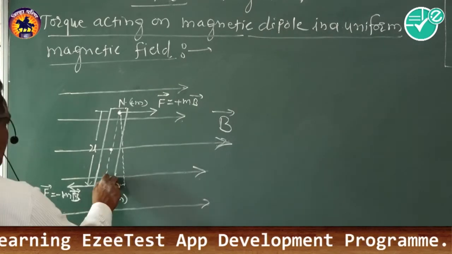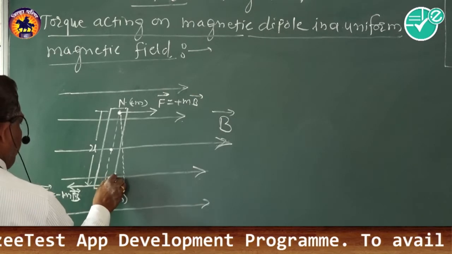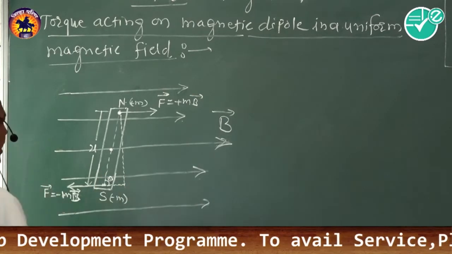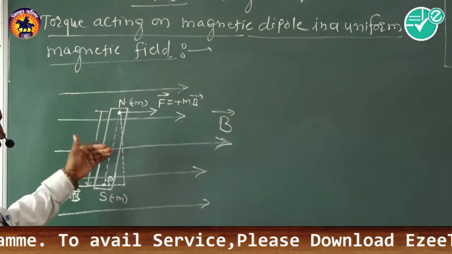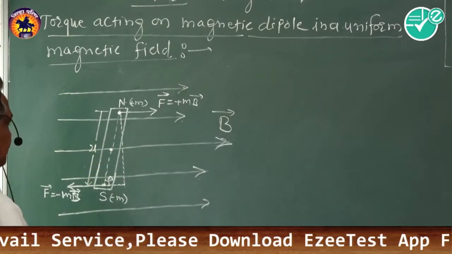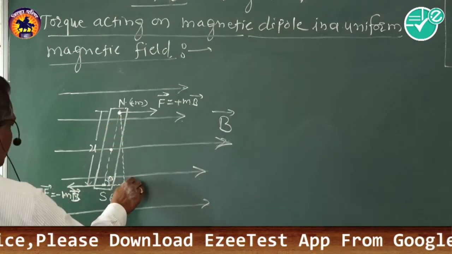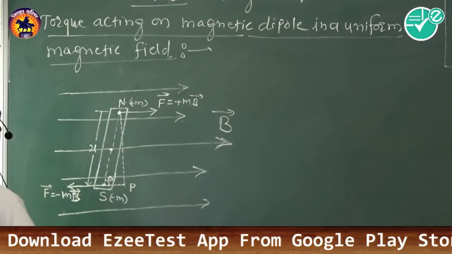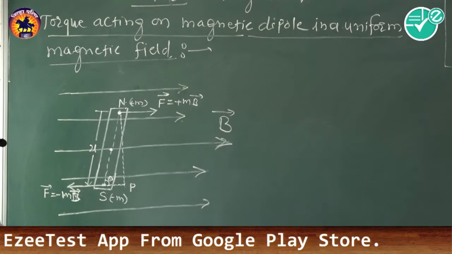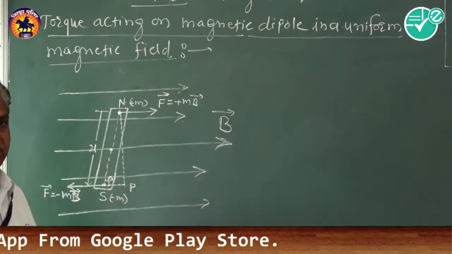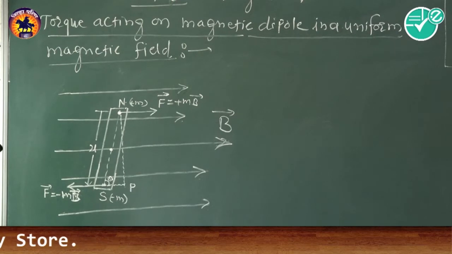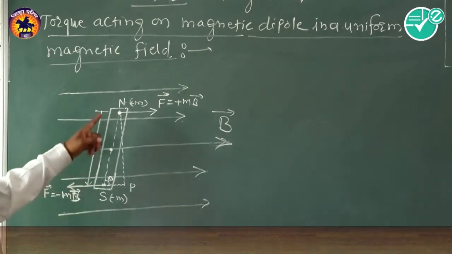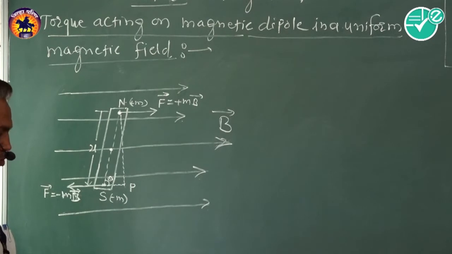Now suppose this angle is theta. Theta is the angle made by the magnetic dipole with the direction of magnetic induction, and NP is the perpendicular distance between these two forces. F is equal to plus mB and F is equal to minus mB. Here NP is the perpendicular distance.